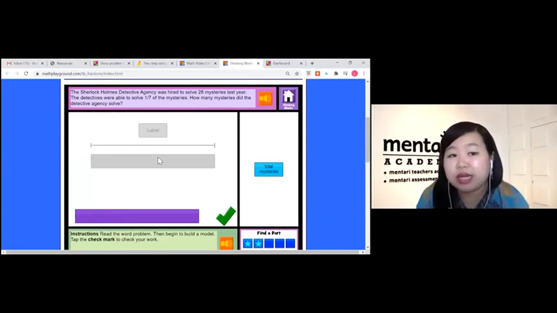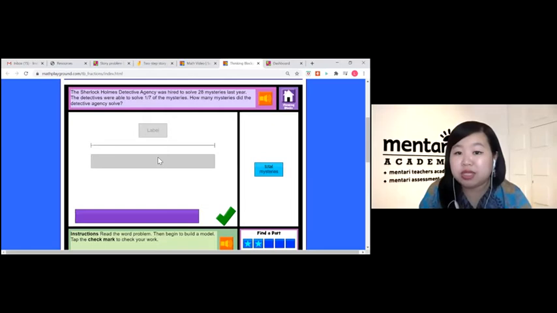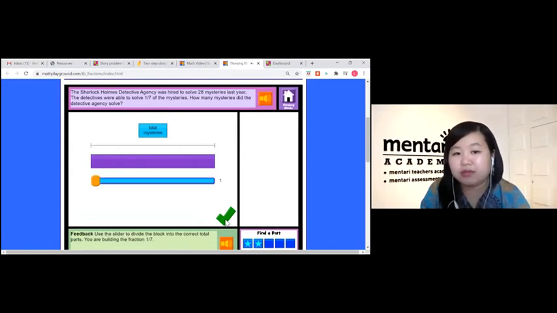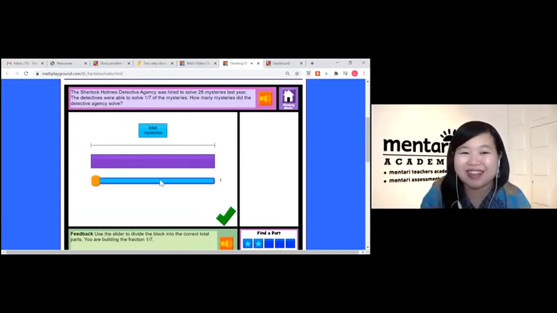For example, the Sherlock Holmes Detective Agency was hired to solve 28 mysteries last year. The detectives were able to solve 1/7 of the mysteries. How many mysteries did the detective agency solve? So first, you will start with the model, right? So this will be one whole, and you can just drag that. And you can also label that. And you can check, okay? If you hear that sound, it means that's correct.